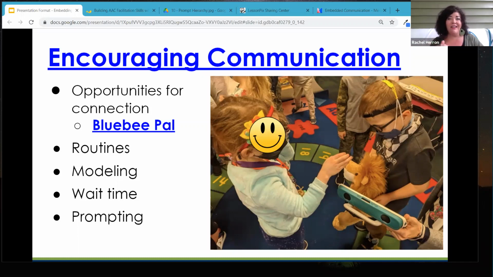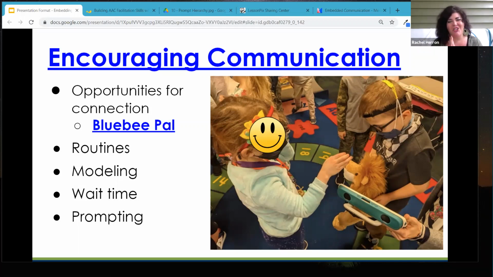And then modeling wait time. One of my hardest things, because I don't know if you've noticed or not, but I like to talk, and I talk without taking a breath. So having that appropriate amount of wait time for somebody who might be moving slower in the conversation to access is huge.